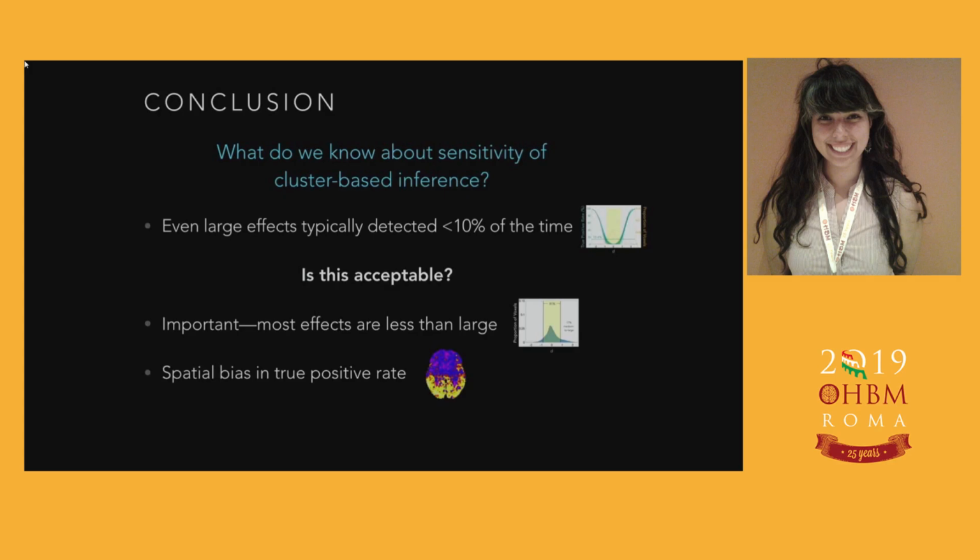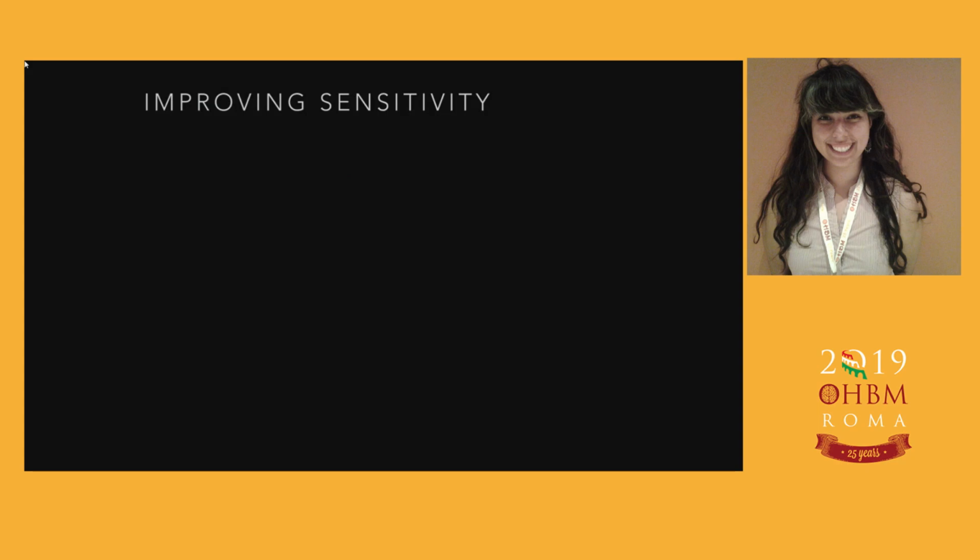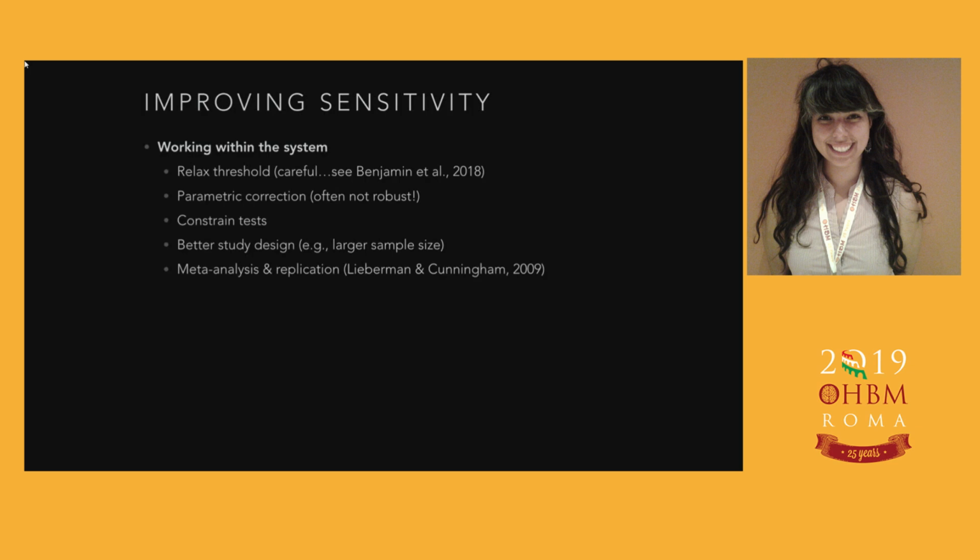So there are many ways that we could go about improving sensitivity. In fact, this is not a new problem across scientific fields. There have been challenges in improving power, and in fMRI, people have given this a lot of thought as well. And here are just a few. I'm just going to go through this slide really quick. We could work within the system, use measures that we're already familiar with, and try to rethink them a bit. So we could do things like relax the threshold of errors that we allow, but we should be careful about these. There's a great recent discussion by Benjamin and colleagues. We could constrain tests to only a set of ROIs, etc.